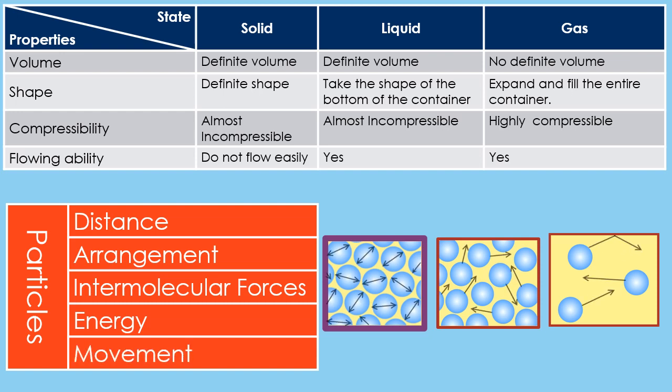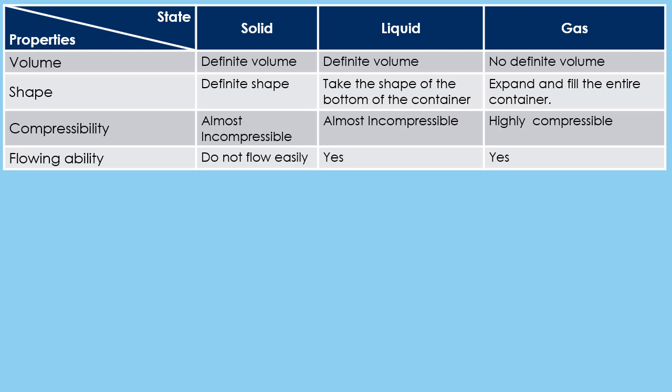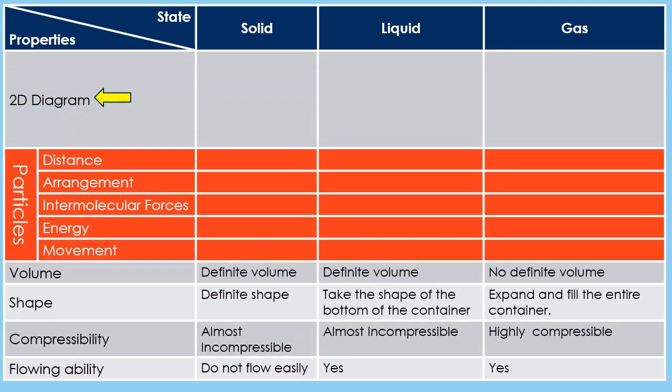The physical characteristics of matter in its three states, as listed in this table, will then be explained using this knowledge as the foundation. But first, I'll expand this table to show a two-dimensional description of the particles in each state, along with their distances from one another, their arrangements, their intermolecular forces, their energies, and the types of movements they are capable of.